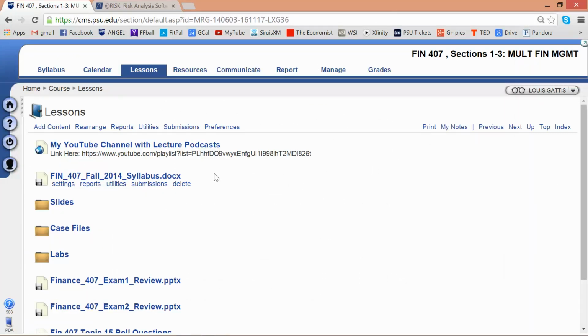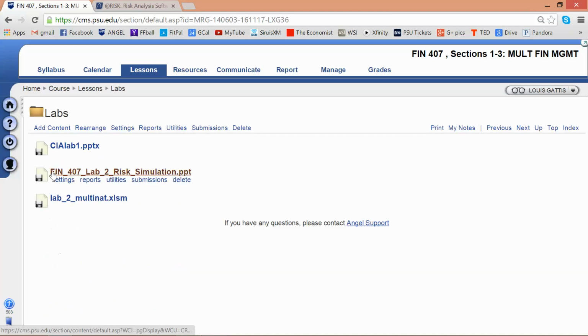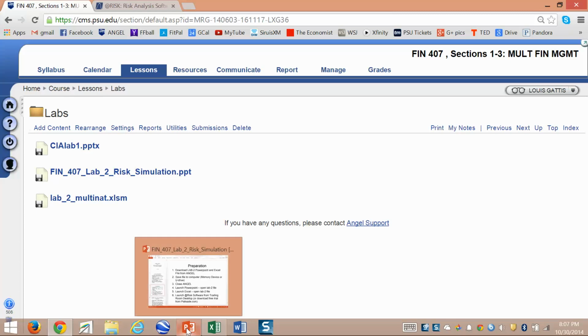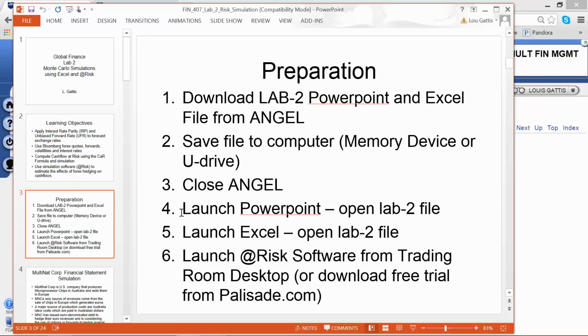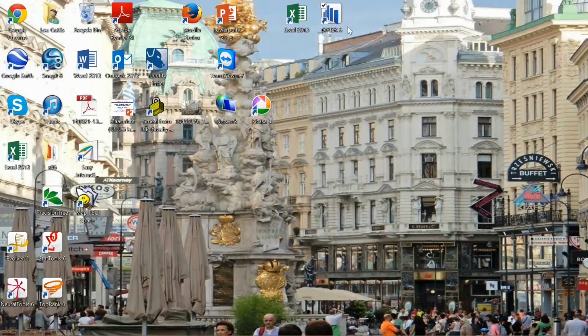To get started, first go to the Lessons tab in Angel. Under Lab, download the Lab 2 Multinat Excel file and the Lab 2 PowerPoint. Then close Angel, launch the PowerPoint file, launch the Excel file, and then go to your desktop, if you're in the trading room, and launch the @Risk icon that looks like this in the top middle of the screen.